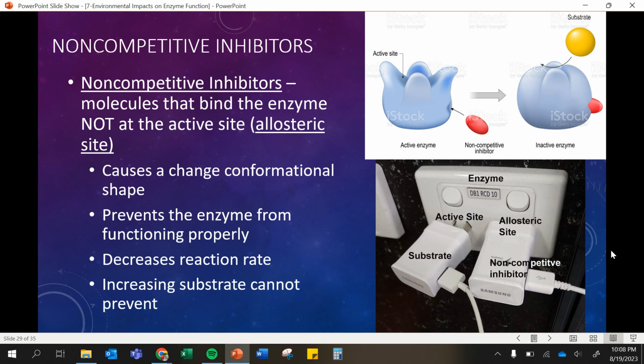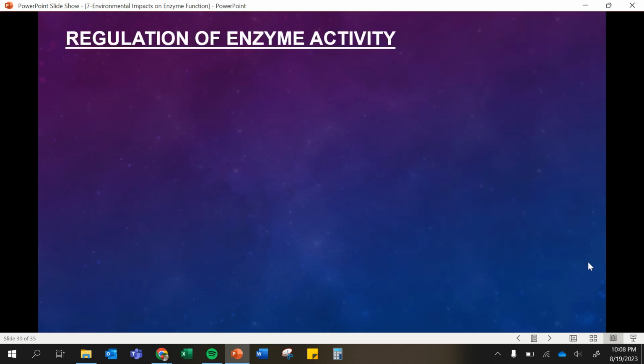Here's an example. Here we have our active site and the substrate, but when the allosteric site is bound by a non-competitive inhibitor, like here, the active site is unable to be accessed. So that's an example of a non-competitive inhibitor.